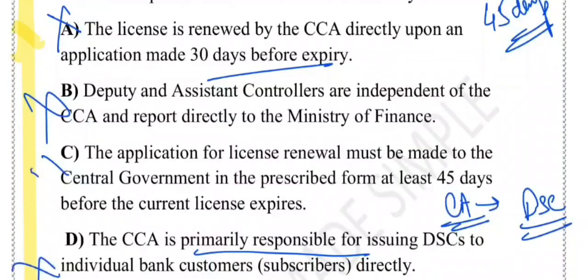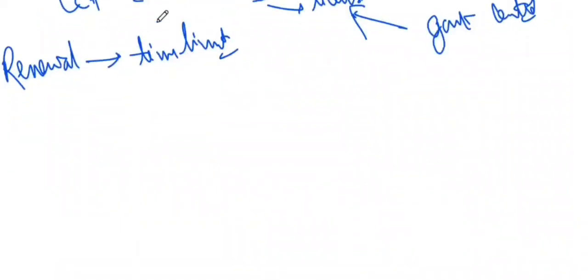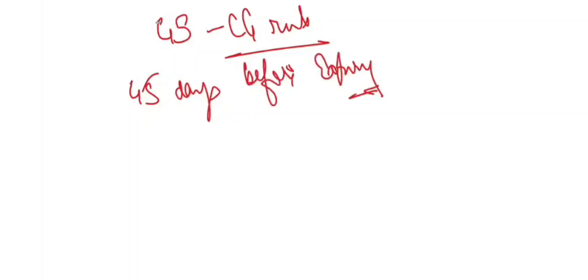What about C? That the application for the license renewal must be made to the central government in a prescribed form. Correct. At least 45 days before the current license expires. Yes, correct. C is the correct one. So what is our learning? The key learning from this particular question is that there is something called the 45 CG rule. It says 45 days before expiry, central government approval.